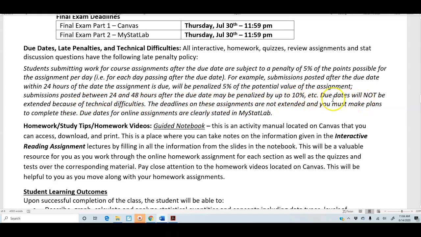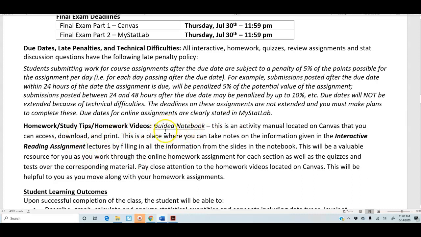So due dates will not be extended because of technical difficulties. The deadlines on these assignments are not extended, and you must make plans to complete these. Due dates for online assignments are clearly stated in MyStatLab. Homework, study tips, homework videos.